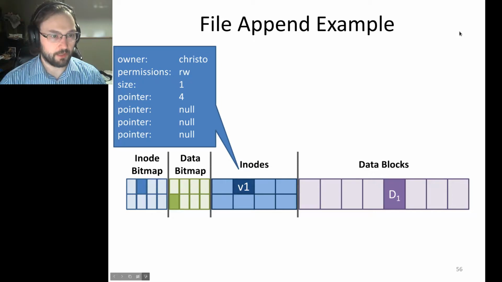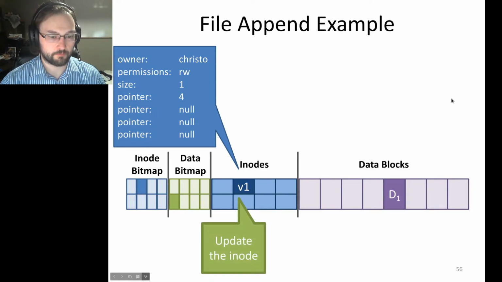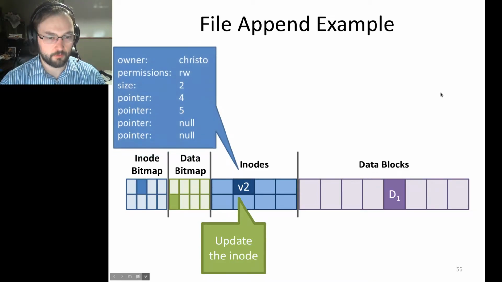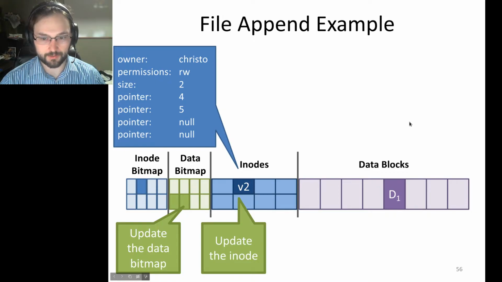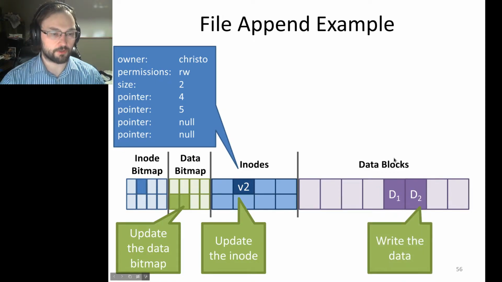So let's take a look. We have our file. It's this inode. It has one data block, this one here, and the inode bitmap marks the inode that we've taken as used, and the data bitmap marks this data block that we've taken as used. So we have the three things that we need to do. We'll update the inode, we will update the data bitmap to add another block here. We haven't added the data block yet, and then we'll write out the data. Those are our three steps.